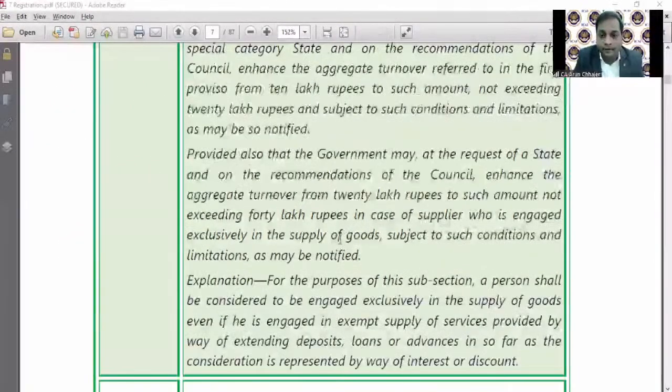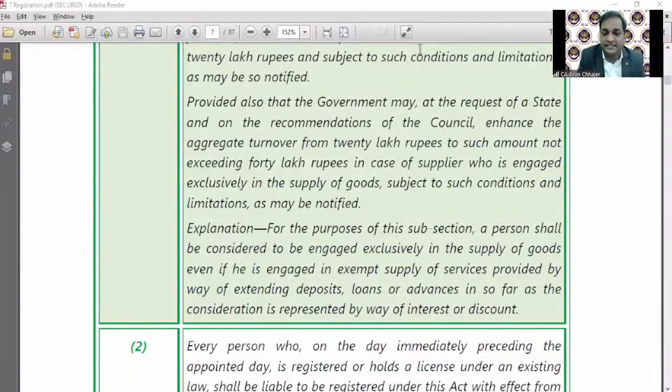Now, the explanation says that you will be considered exclusively in the goods if you are providing the exempt supply by way of the interest or discount. So that is one relaxation.